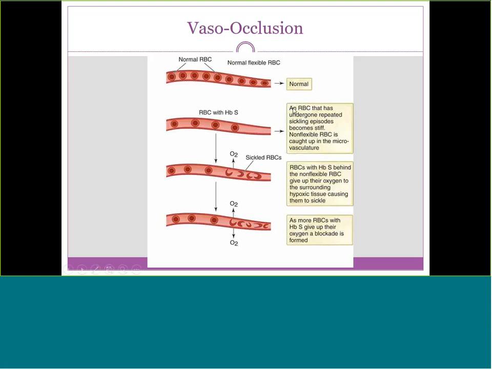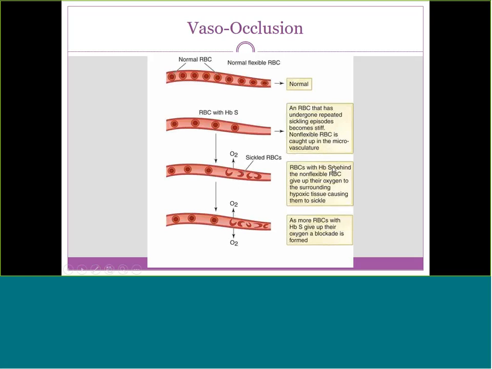So this side part just talks about how a red cell that has undergone repeated sickling episodes becomes stiff. Non-flexible red cells are caught up in the microvasculature, and they get stuck. As these cells sickle and then become normal, sickle and become normal, they get really stiff and they lose that flexibility. That's kind of the hemolytic process as well. Sickle cell anemia has hemolysis occurring as well. It will cause lysing of the cells because they're stiff. They're not going to be able to traverse through small spaces.